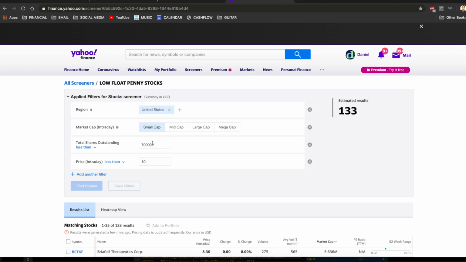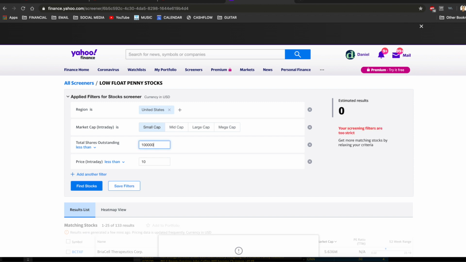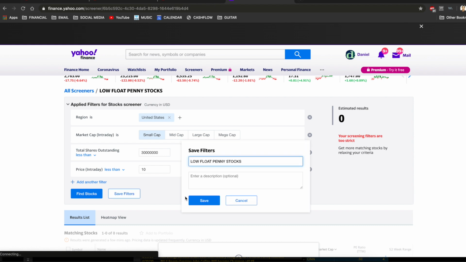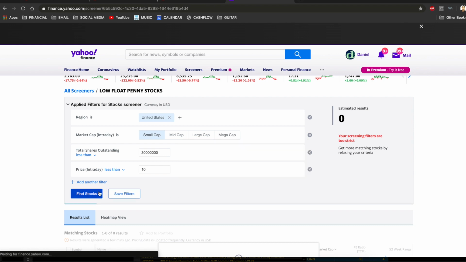So I put small cap, total shares outstanding. That's 700,000. That's too low. Let me change it to 10 million. That's 10 million. Less than $10. The United States. Find stocks. What needs to change? What's wrong? Let me change this to 30. Alright, save filters. Save. Find stocks.